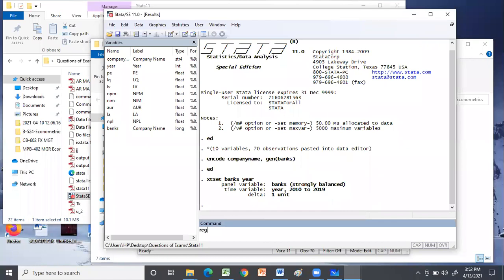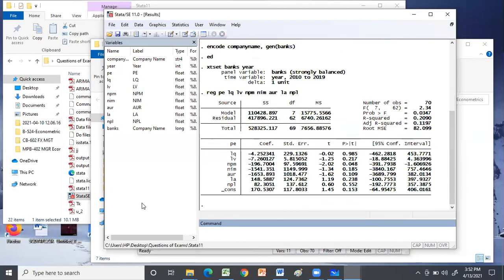Okay, so it is very simple. Just write reg. Then your dependent variable is price earning ratio. Then all your independent variables would be selected here. And after that, press enter. So this would be the output generated by Stata for your panel data regression model. The method used here is known as pooled OLS. Pooled OLS estimates the coefficient value of each of the independent variables along with the constant.